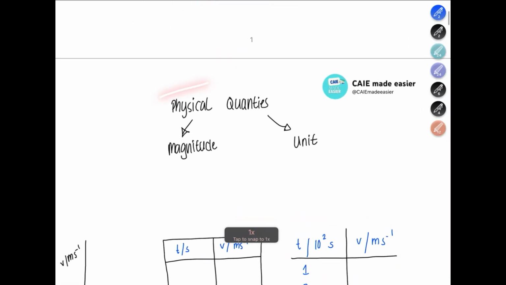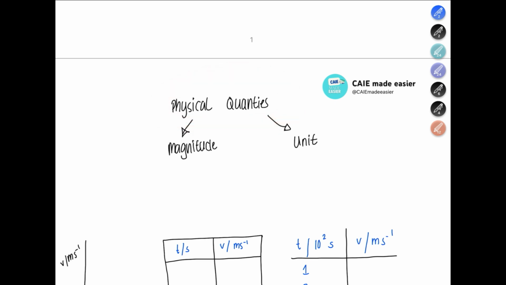Alright, so let's start. Okay, we'll talk about physical quantities. What are physical quantities? A physical quantity is basically a feature of something that can be measured. For example, you can measure length, it's a physical quantity. You can measure the mass of an object, that's another physical quantity. Time, current, velocity, all of them are physical quantities.